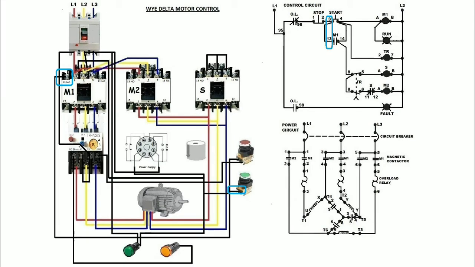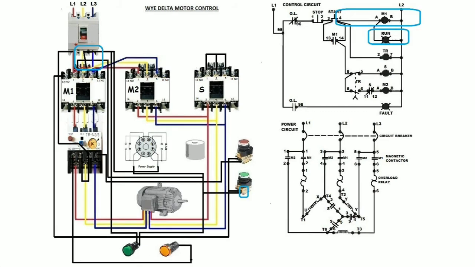The other terminal of the start push button will then be connected to the left terminal of the magnetic coil of M1 magnetic contactor. The right terminal of the magnetic coil of the M1 magnetic contactor will then be connected to the L2 of the lower terminal of the circuit breaker. The run pilot lamp is also connected in parallel with the magnetic coil of M1 magnetic contactor.